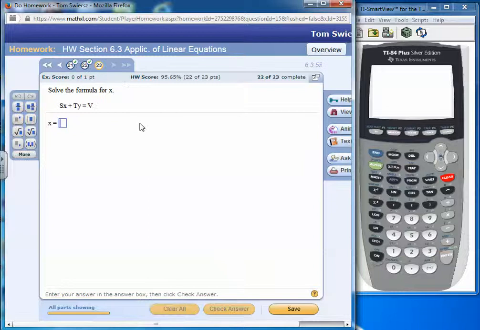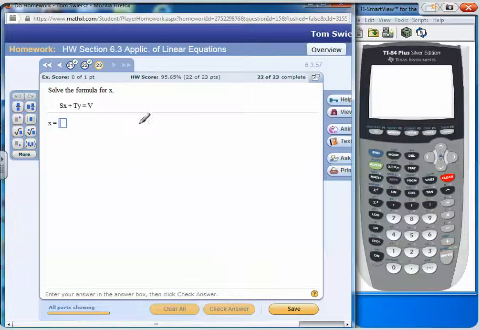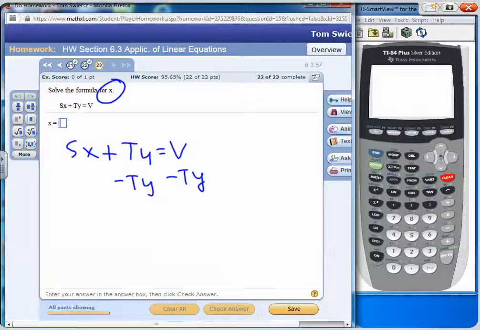All right, let's look at number 23. Sx plus ty equals capital V, and we're solving for x. So now here's our x. We're adding the term ty. We can subtract that entire term to get rid of it. So you can simply subtract ty from both sides.